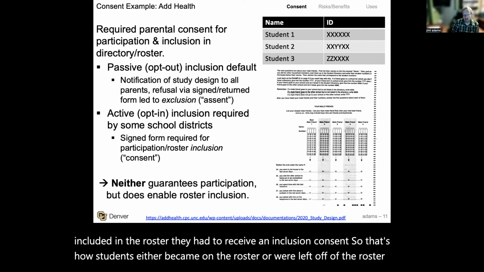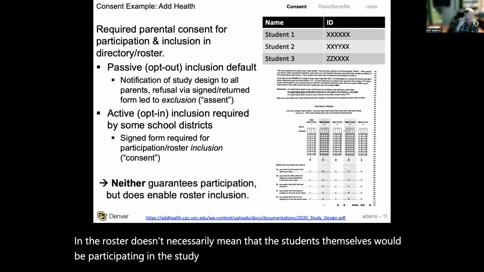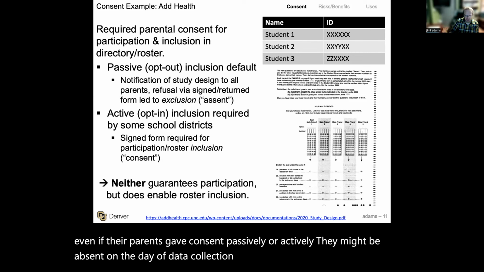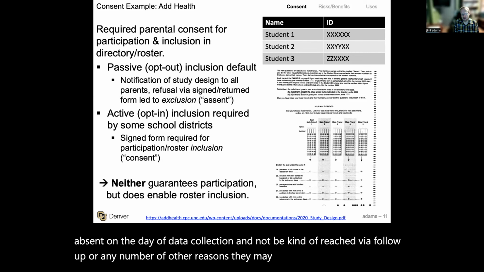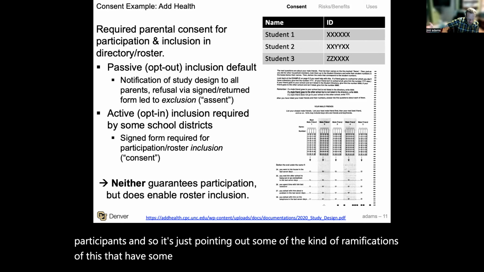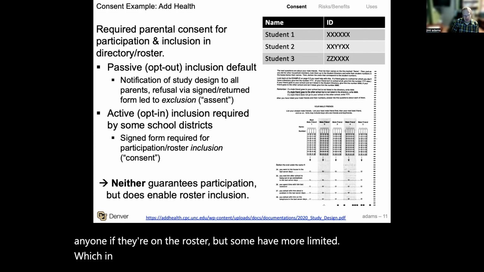But inclusion in the roster doesn't necessarily mean that the students themselves would be participating in the study, because students could refuse themselves even if their parents gave consent, passively or actively. They might be absent on the day of data collection and not be reached via follow-up, or any number of other reasons. They may be on the roster but not be participants. I'm just pointing out some of the far-reaching ramifications of this. They can be named by anyone if they're on the roster, but some have more limited reach in that students may not be participants even if they are on that roster.